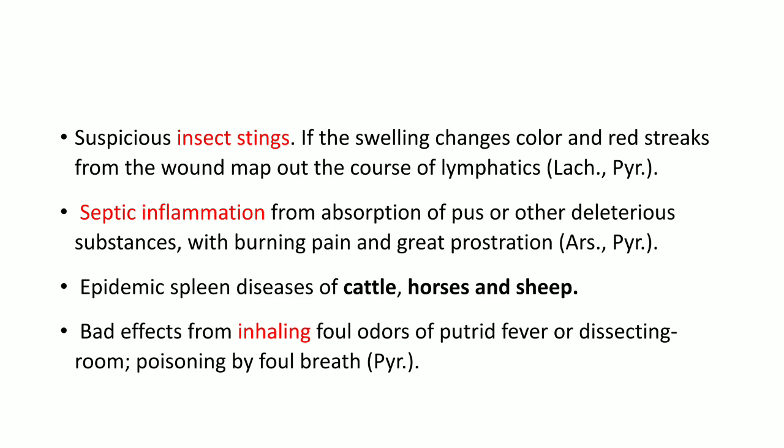Again, it is a remedy for septic inflammation from absorption of pus or other deleterious substances with burning pain and great prostration. So, any septic conditions, it can be applied. Again, even for animals, it is a wonderful remedy. For epidemic splenic diseases of cattle, horses and sheep it can also be given. Again, for bad effects of inhaling foul odors of putrid fever or dissecting wounds, poisoning by foul breath. These symptoms are also seen in Pyrogen, Arsenicum album, etc. For bad effects from inhaling foul odors or poisonous gases, etc.